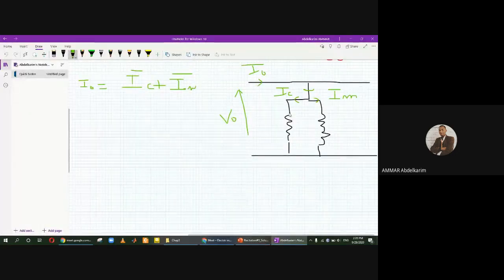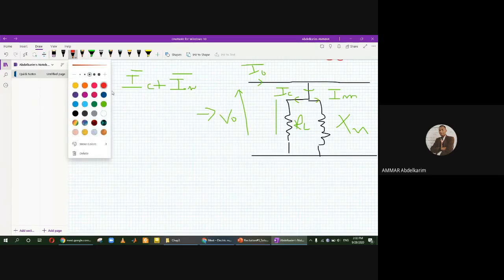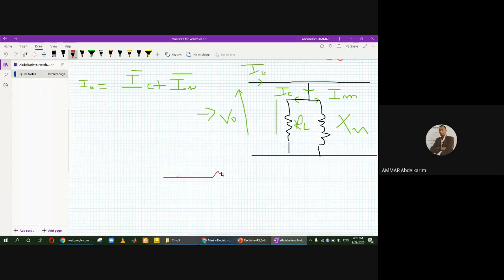For example, for the open circuit test. This circuit, we cannot say that it's referred to the primary or to the secondary. We don't care. I have voltage, I have current, I must calculate RC and XM. I know it's the primary because I give voltage here. In the short circuit test, I have R equivalent, X equivalent. I give voltage here, so I'm working in the primary.